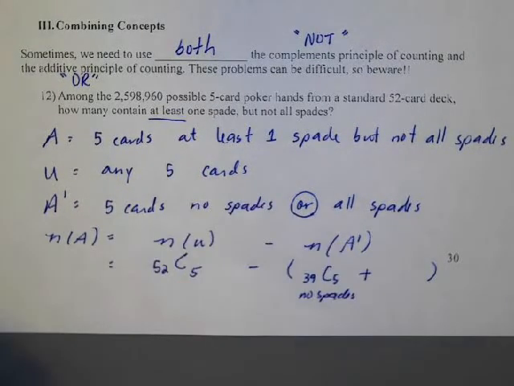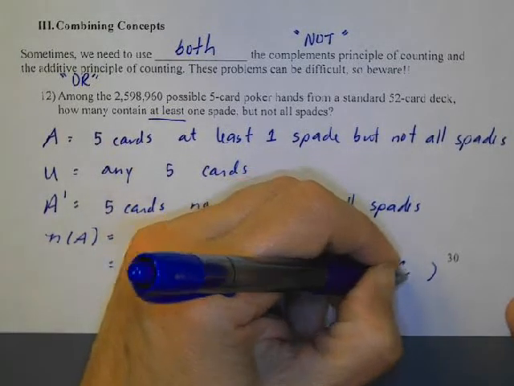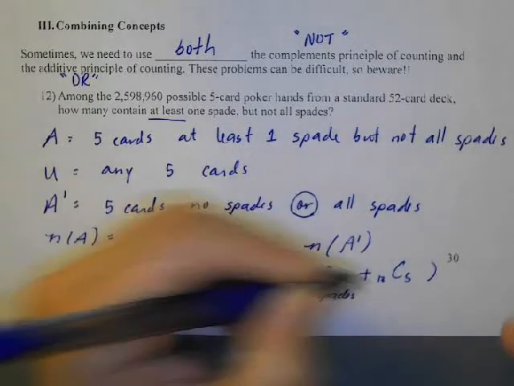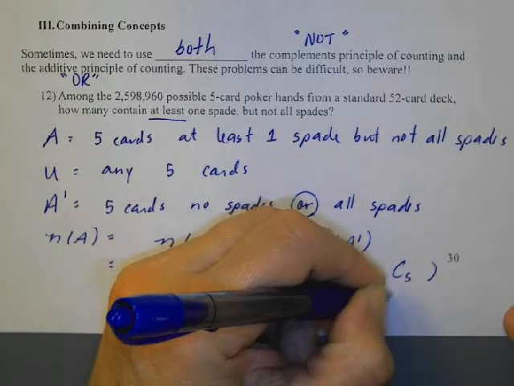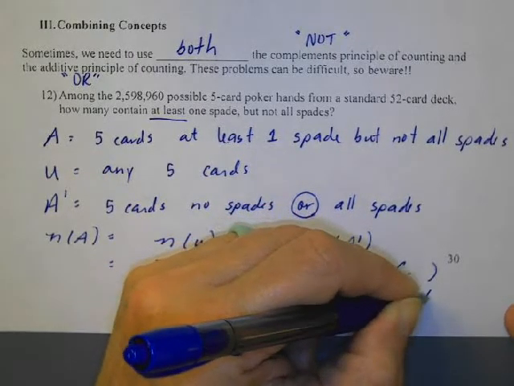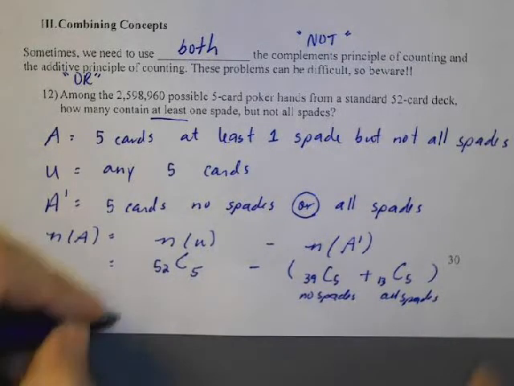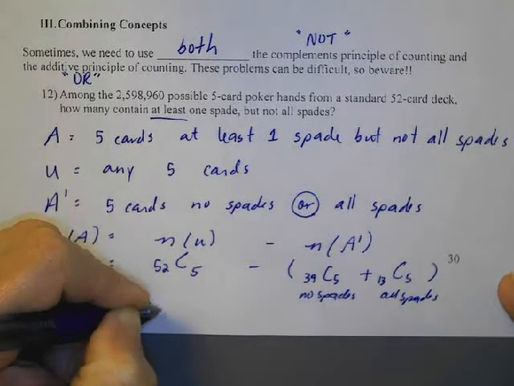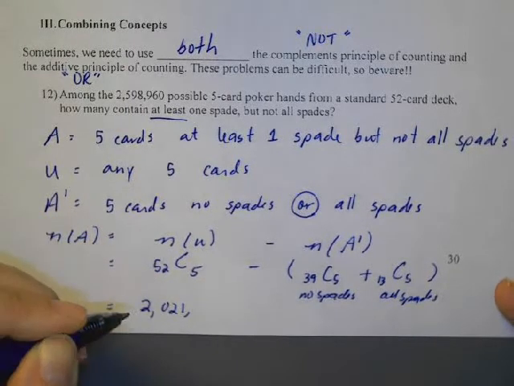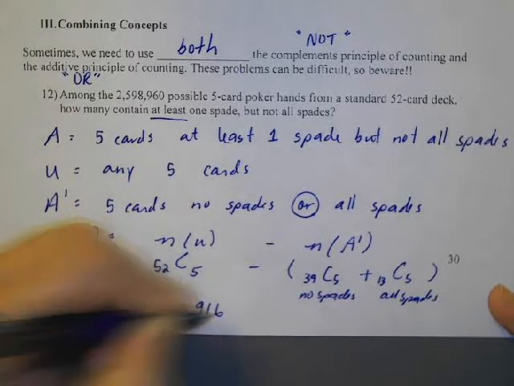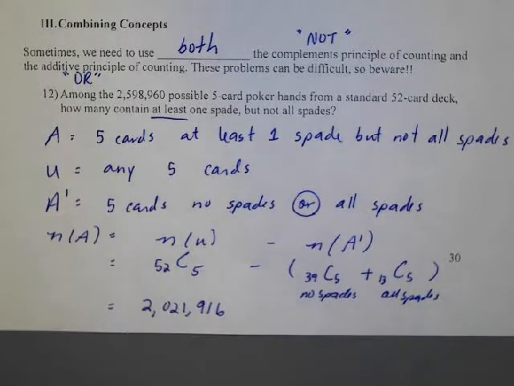Or, we've said is addition, so we're going to have a plus sign. Or what if we had all spades? Well, we still need 5 cards, and there are 13 spades. So this is all spades. Right? So with your calculator, you're going to find these answers and add them, and you're going to subtract them from this. So our final answer is 2,021,916.